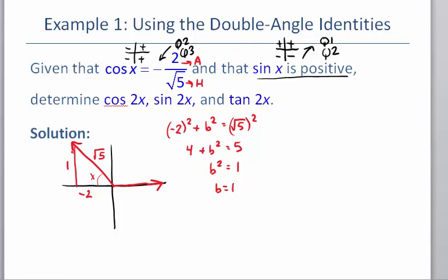So now, we're ready to find our double angle identities. We should have the information that we need. So let's begin with cosine 2x.